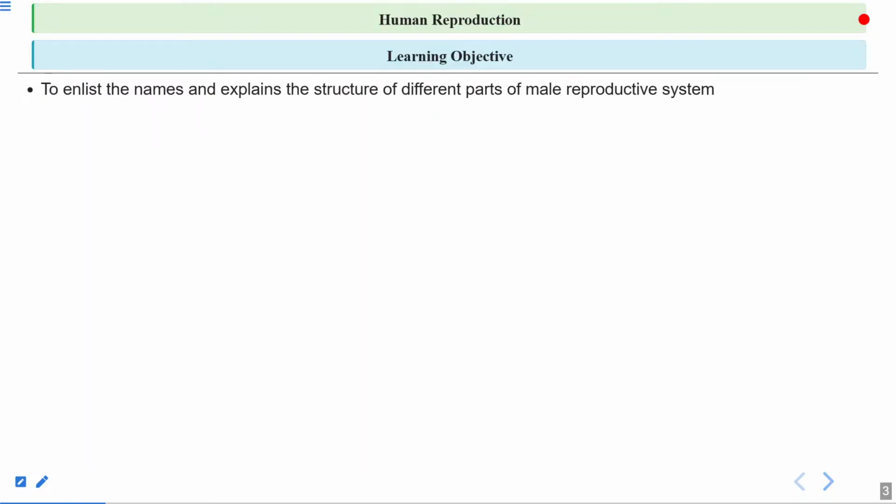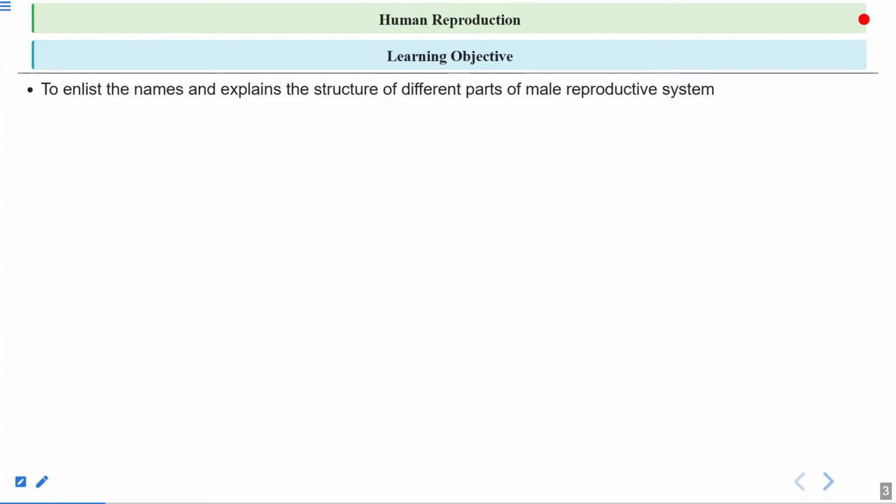So what are the objectives of this lecture? What we will study, what we will understand in this session. So this session focuses on the male reproductive system. Okay, so we'll talk about the parts of the male reproductive system, and we will understand different parts of the male reproductive system. We will discuss the functions of the different parts of the male reproductive system.